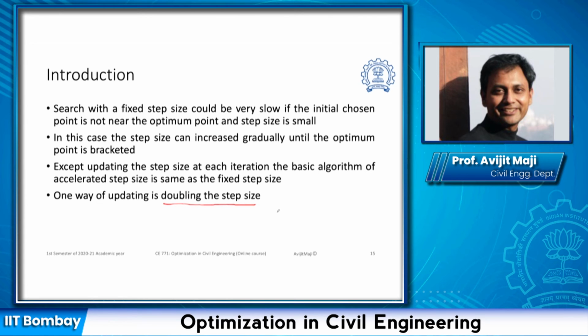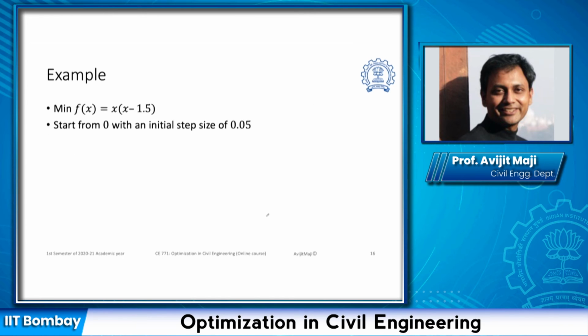So if we can double the step size, we will be reaching closer to the optimum point faster. Apart from this change in the step size, the method remains the same as the fixed step size. Let us see through an example how this method works.